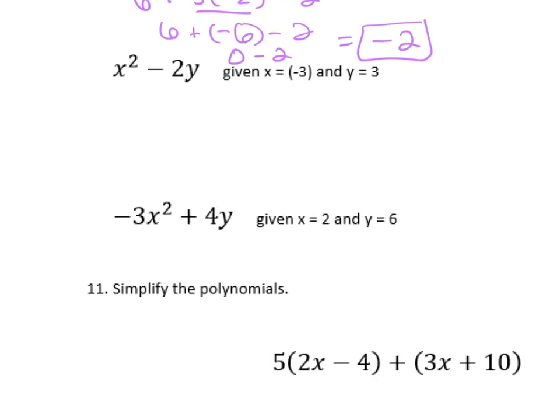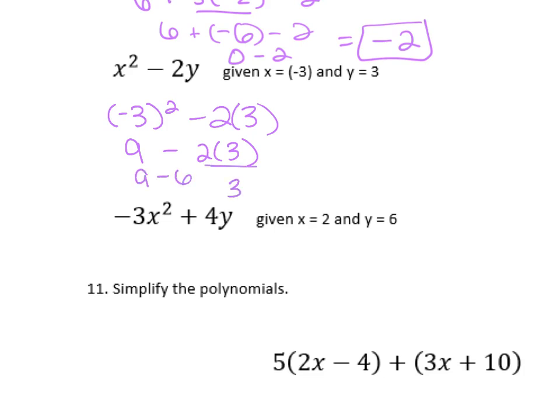Doing the same thing on this next one. Negative 3 squared minus 2 times 3. Because my x is negative 3 and my y is positive 3. On this first part, negative 3 times negative 3 is a positive 9 minus 2 times 3. Again, still working through PEMDAS, so I'm going to multiply. I have 9 minus 6. Then 9 take away 6 is a final answer of 3.